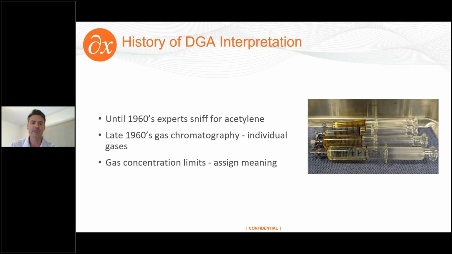allowing for individual gases in the transformer to be interpreted. So now that individual gases could be interpreted, the introduction of gas concentration limits was driven by the need for evaluating and assigning meaning to these gases. So gas concentration limits came about to try to answer the question of, are the gassing levels too high? And if so, should we investigate them? Gas concentration limits are still in use today, as we'll see throughout the presentation.